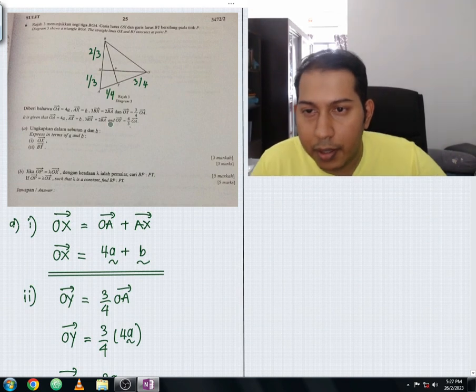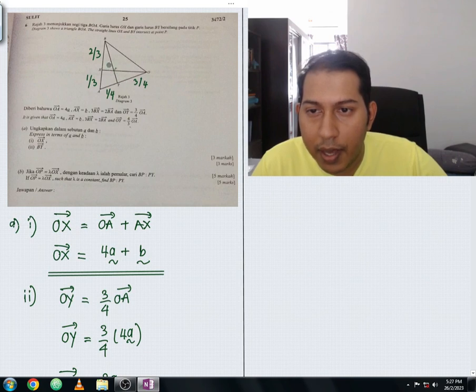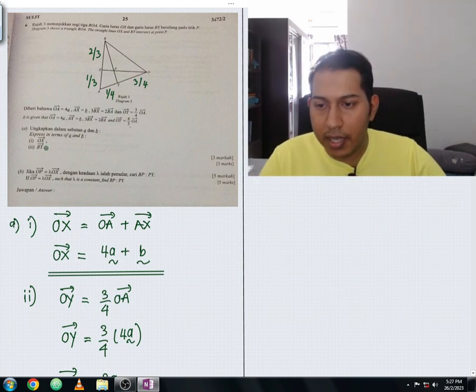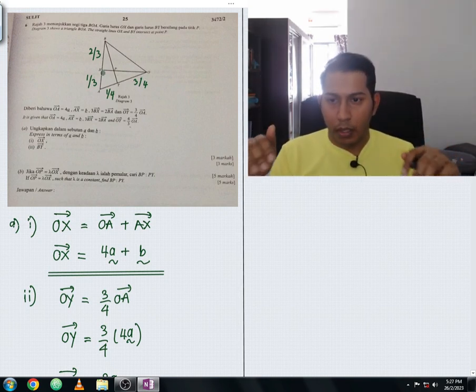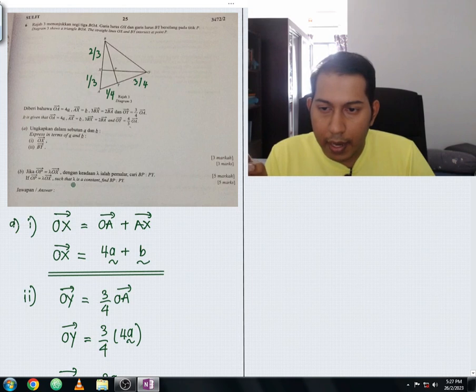As you can see here, vector OP is equal to lambda OX. Okay, vector OP is lambda OX. What does this mean, guys? This statement means that O, P, X, the 3 points, are collinear, where lambda is a constant.